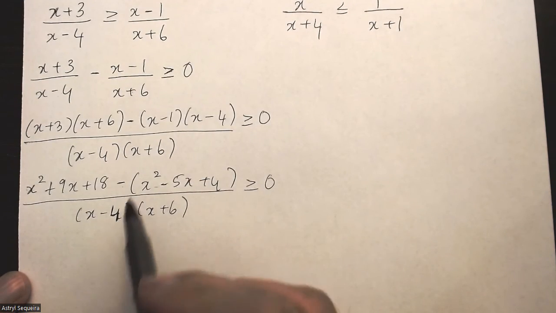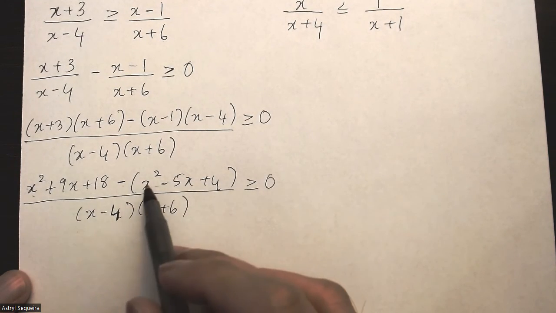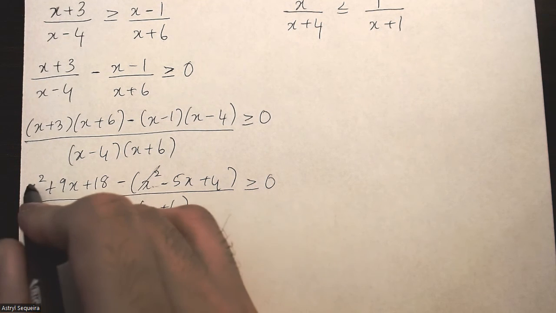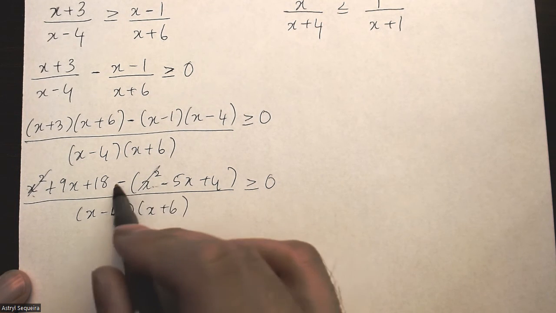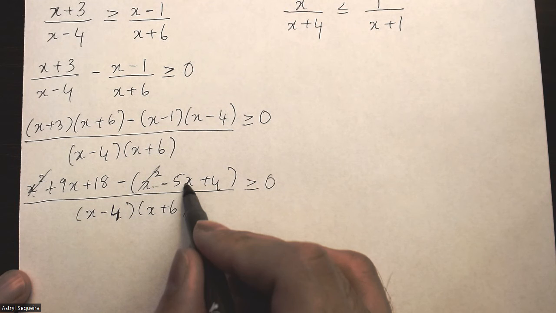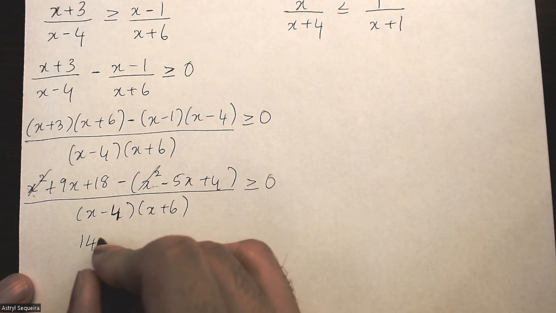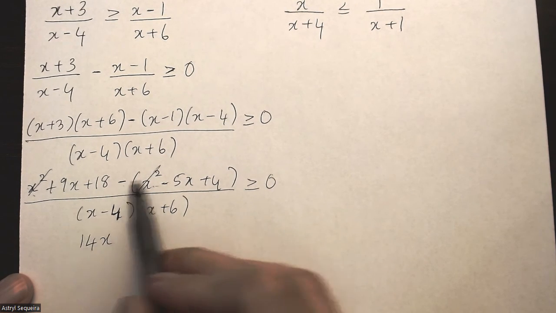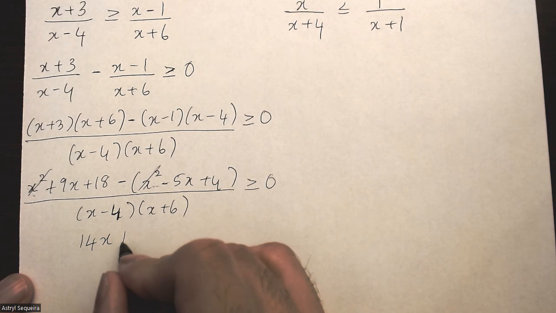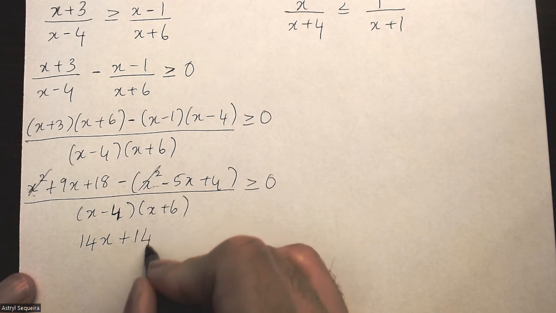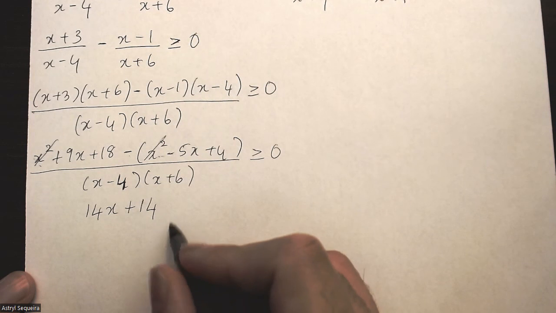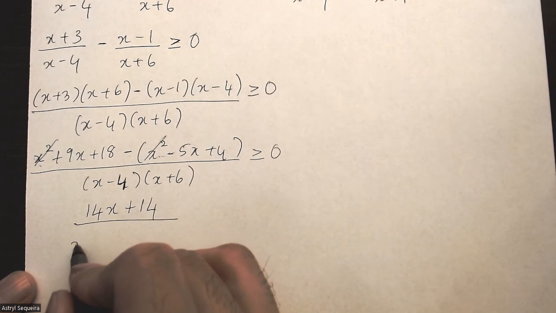Now I'll distribute this negative into this bracket. So x squared minus x squared just cancels each other off. 9x minus negative is going to be positive, so 9x plus 5x is going to be 14x. And 18 minus 4 is 14. Denominator just stays the same.